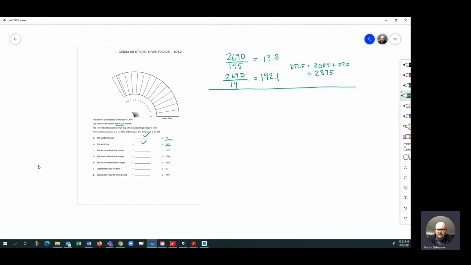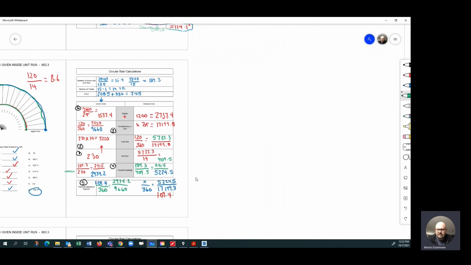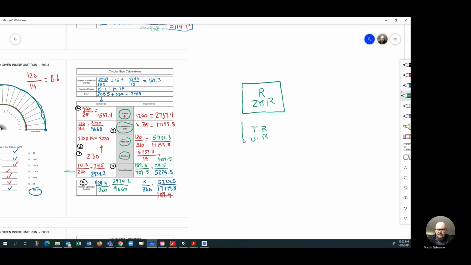I'm actually going to show you the little flow chart here. When I look at this first box, I see radius. And when I look at the second box, I see 2 pi radius. So I feel like I can group those together. This is only for the purposes of remembering this little flow chart. And then in the third box, I see total run. And in the fourth box, I see unit run. So those are easy to remember. Radius, radius, circumference, total run, unit run.